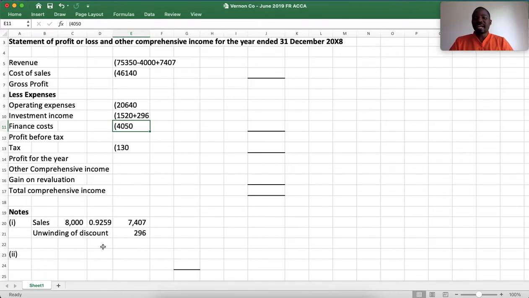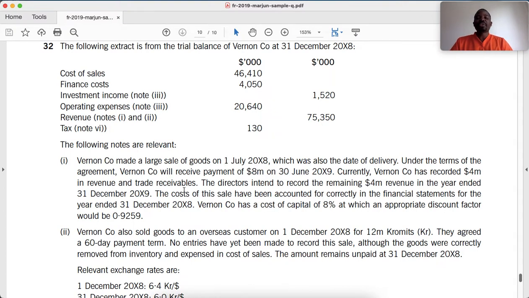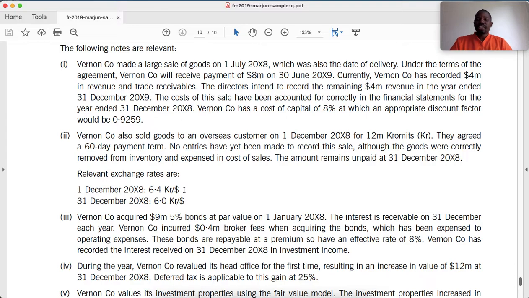Now we are done with note number 1. Let's go to note number 2. Note number 2 says Vernon Co also sold goods to an overseas customer on 1 December 20X8 for 12 million chromides. They agreed a 60-day payment term. No entries have yet been made to record this sale. Although the goods were correctly removed from inventory and expensed in cost of sales, the amount remains unpaid at 31 December 20X8.